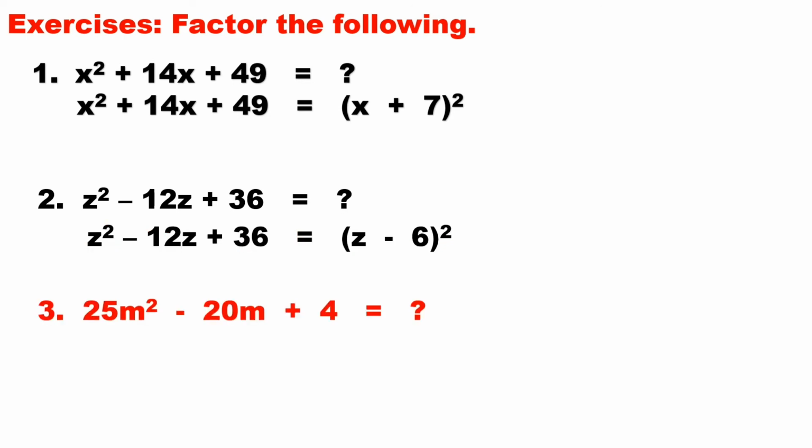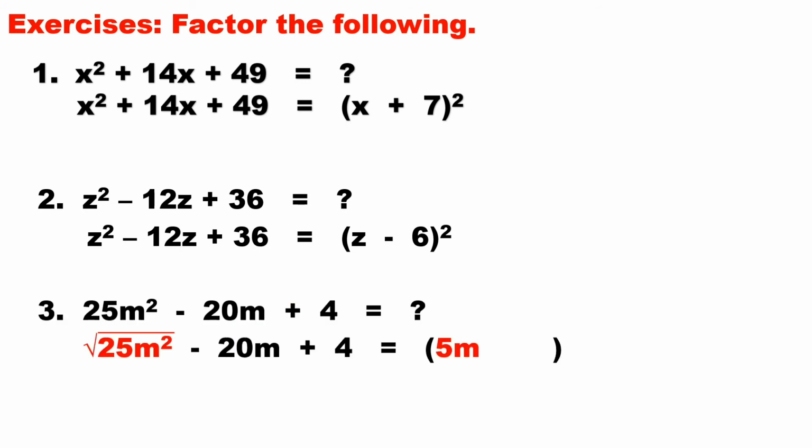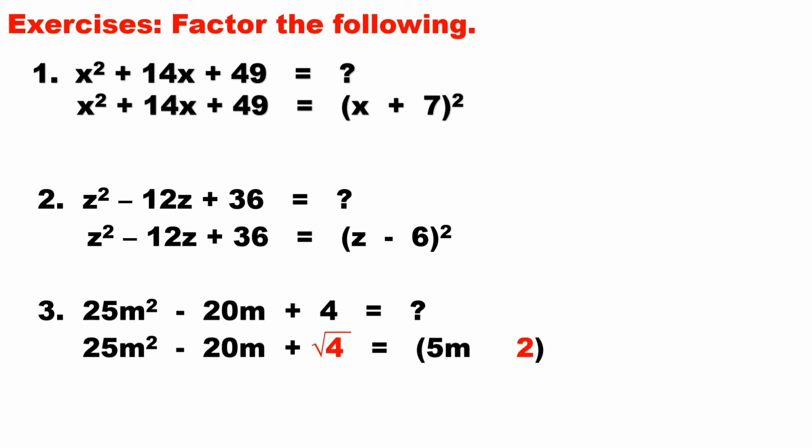Number 3, factor 25m squared minus 20m plus 4. Let us proceed. Square root of 25m squared equals 5m. Square root of 4 equals 2. Use the same operation of the middle term of the trinomial to become the operation of the binomial factor. So we have 5m minus 2 squared, and that's it. Now the factor of 25m squared minus 20m plus 4 equals quantity 5m minus 2 squared.